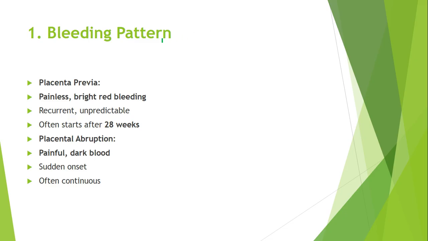So now let's look at the bleeding patterns in placenta previa and placenta abruptio. In placenta previa, the bleeding pattern is painless. The blood is bright red. It is recurrent. It is unpredictable. It often starts after 28 weeks. While in placenta abruption, the bleeding is painful. The blood is dark in color. It is sudden in onset and often continuous.